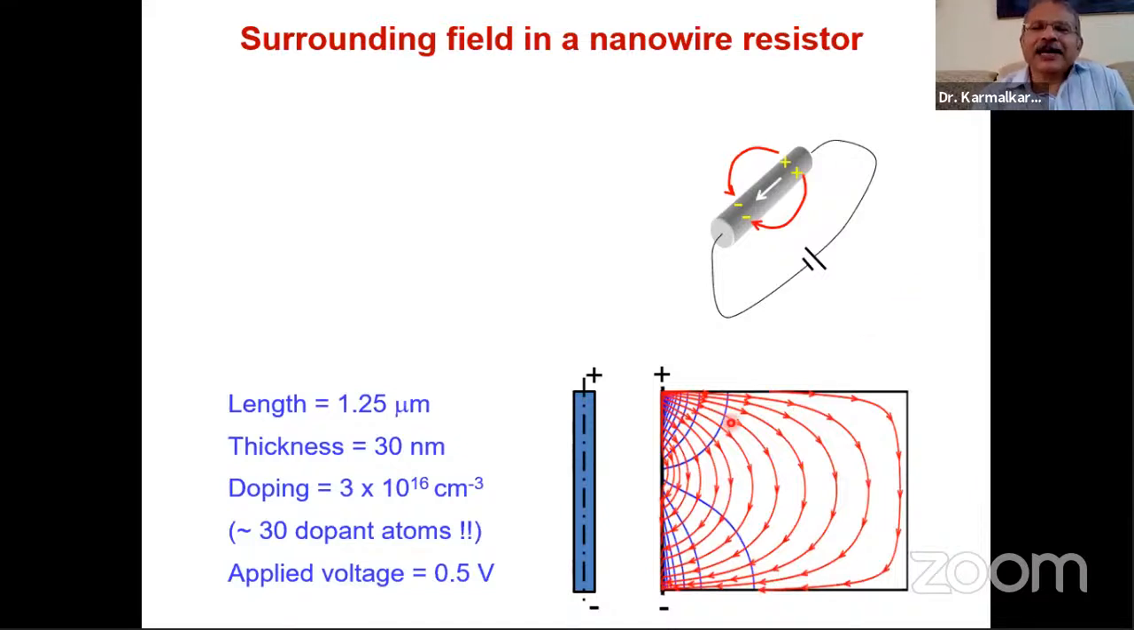So these are equipotential lines, right? These are equipotential lines. That is, along this line, the potential is uniform, right? The length of the wire is 1.25 microns. The thickness is 30 nanometers. Doping is 3 into 10 power 16 per centimeter cube. There are about 30 dopant atoms in this wire, if you calculate.